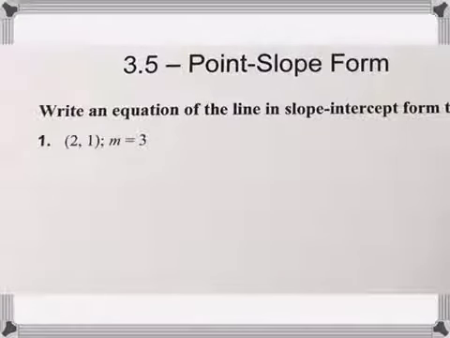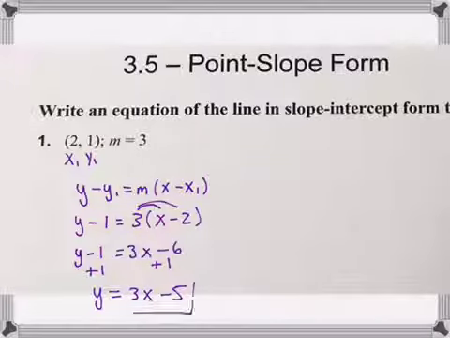Then we're going to distribute our slope throughout the values for x. So you've got 3x minus 6, and then you have to add 1 to the other side. And so your slope-intercept form equation becomes y equals 3x minus 5.